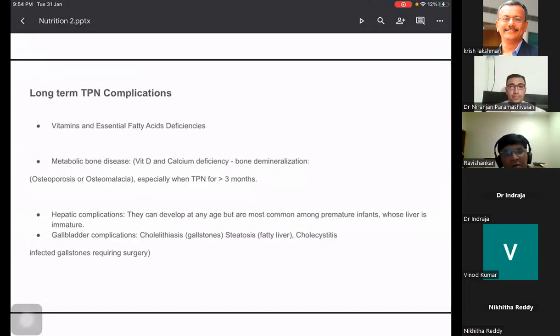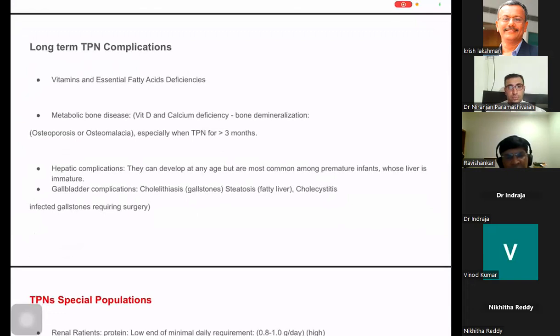Long-term TPN complications: prolonged TPN may lead to vitamin and essential fatty acid deficiencies. When we are using 2-in-1 products, as the fats are deficient, it may lead to vitamin D deficiency, which may lead to metabolic bone diseases like osteoporosis and osteomalacia. And hepatic complications and gallbladder complications like acalculous cholecystitis and steatosis.